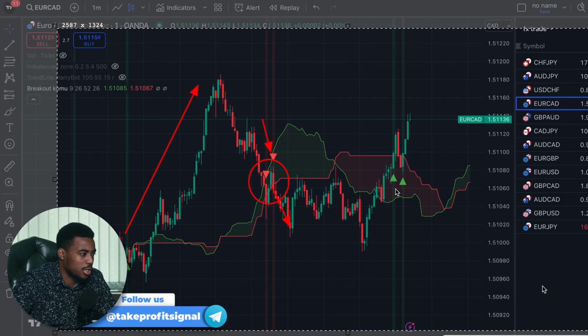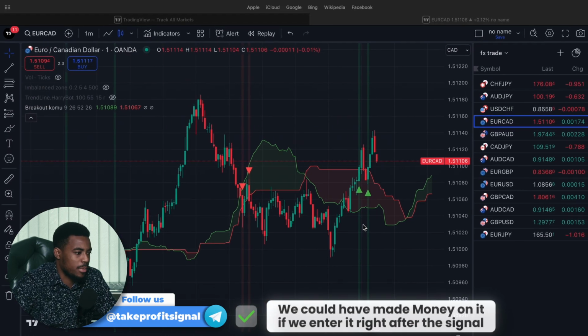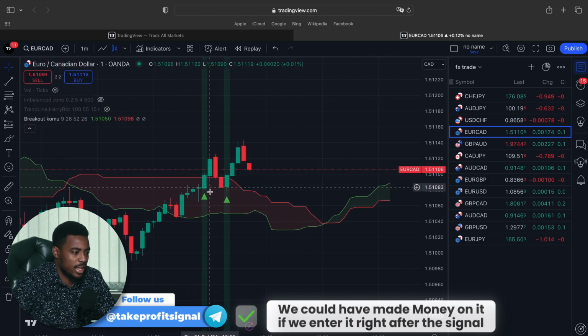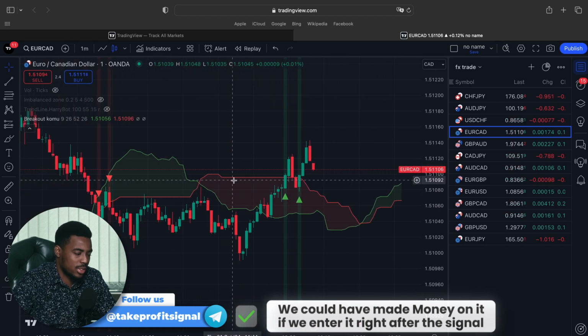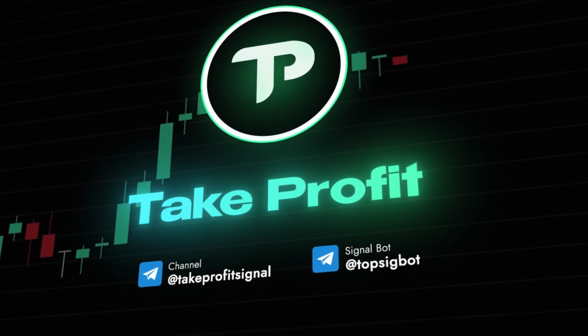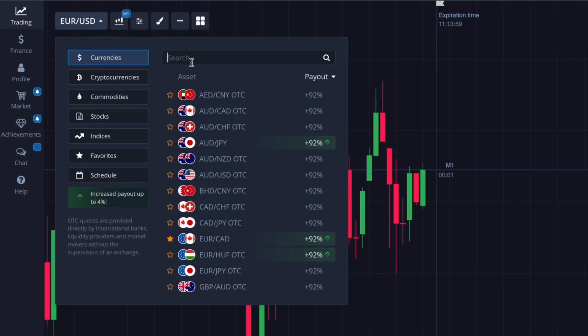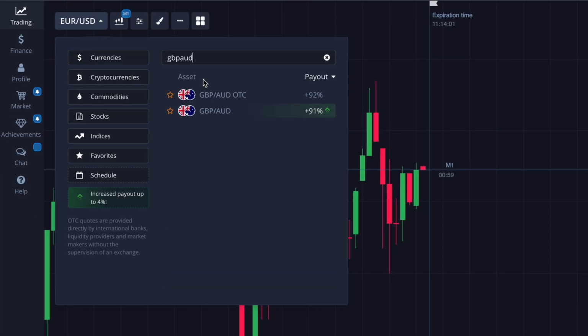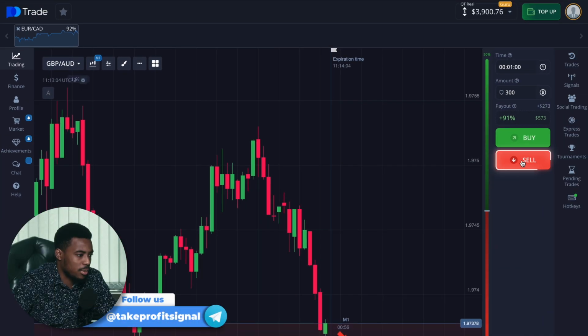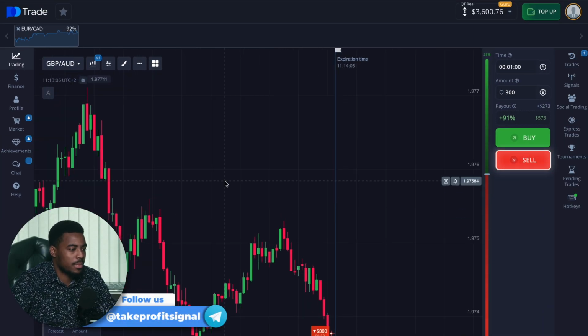It is the same here. We broke through the cloud. We have a new impulse movement, and most likely we could have made money on it if we entered right after the signal. So guys, let's open the first trade on this currency pair. Write the name and search for it. I will open now a trade on the downside.